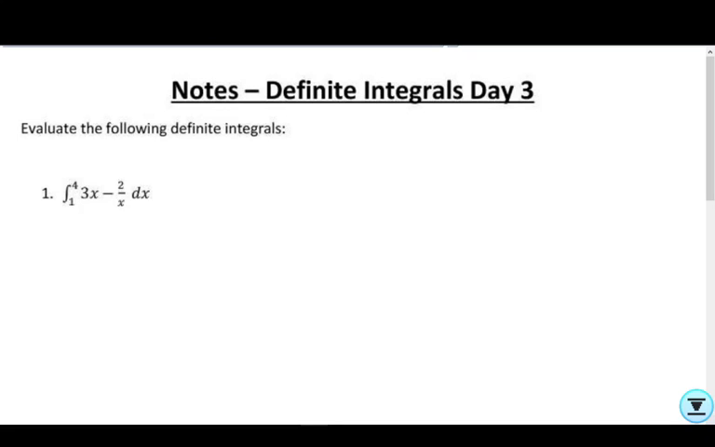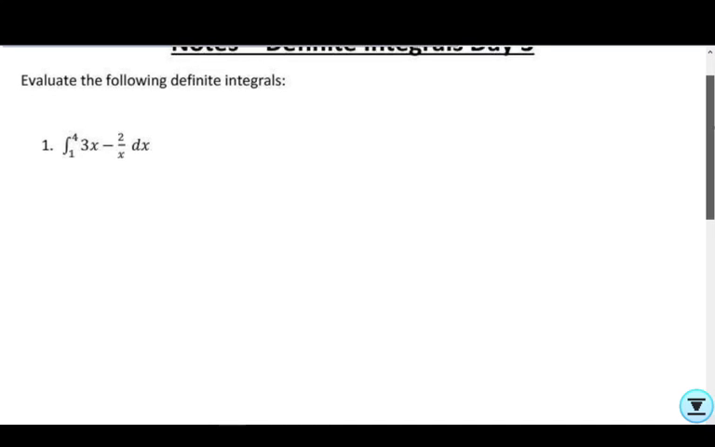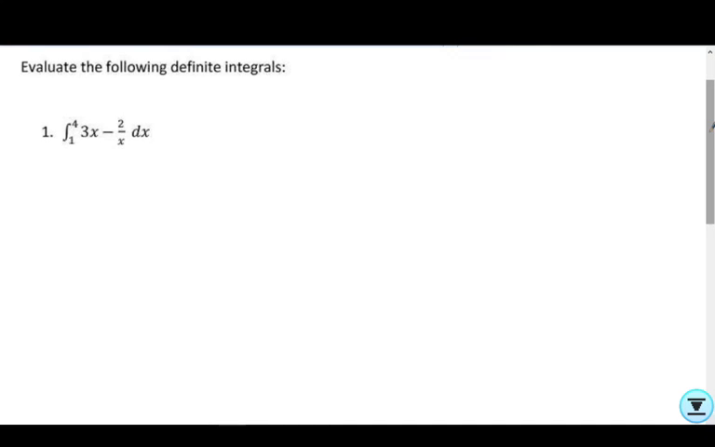Okay, so we're continuing with definite integrals. We're just practicing today. It says evaluate the following definite integrals. Starting with number one, we're basically going to be doing the same thing we did with derivatives, but in the reverse order. So we start off with the function that we have. Then we rewrite, integrate, and then simplify, and then we can evaluate our integral.